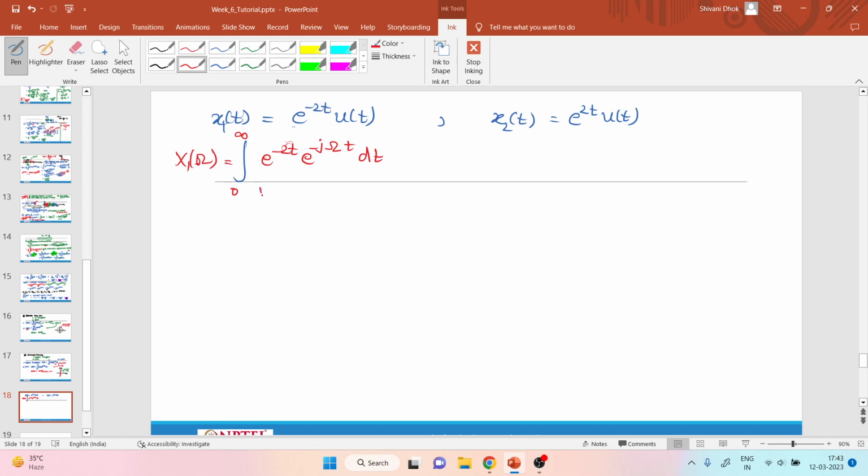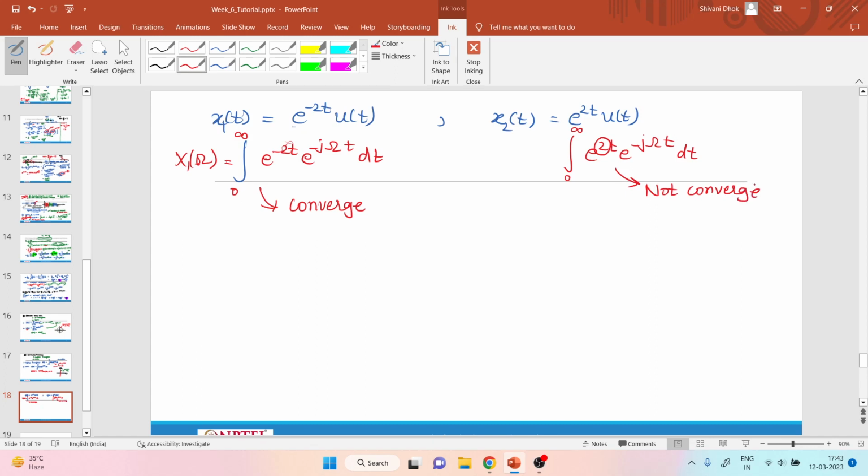So this is basically going to converge. Now if I consider the integral from 0 to infinity of e power 2t e power minus j omega t dt, this is e power 2t, so as t tends to infinity, this will shoot up to infinity. So this is not going to converge.